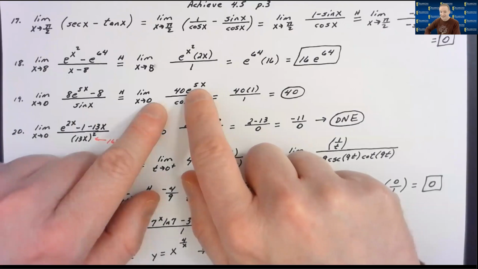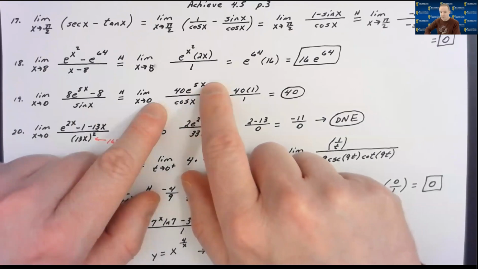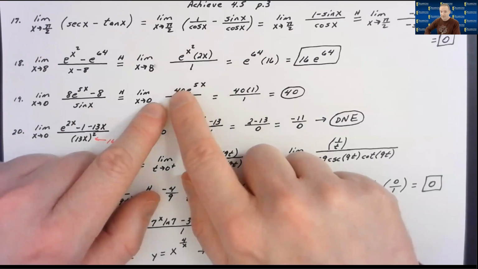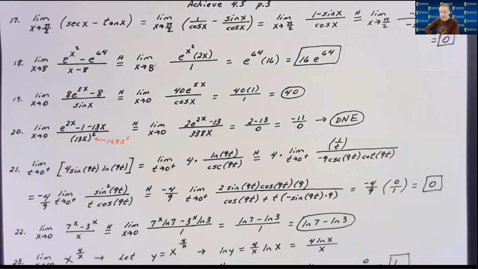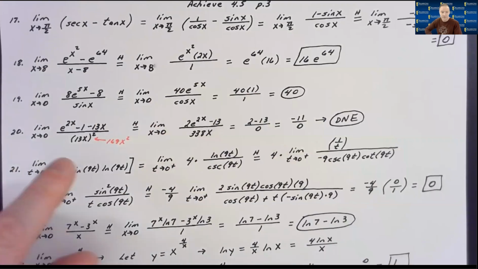Please remember what I said. Any exponential function to the 0 power is 1. So you have 40 times 1 up there. Well, 40 times 1 over 1 gives me my final answer of 40.